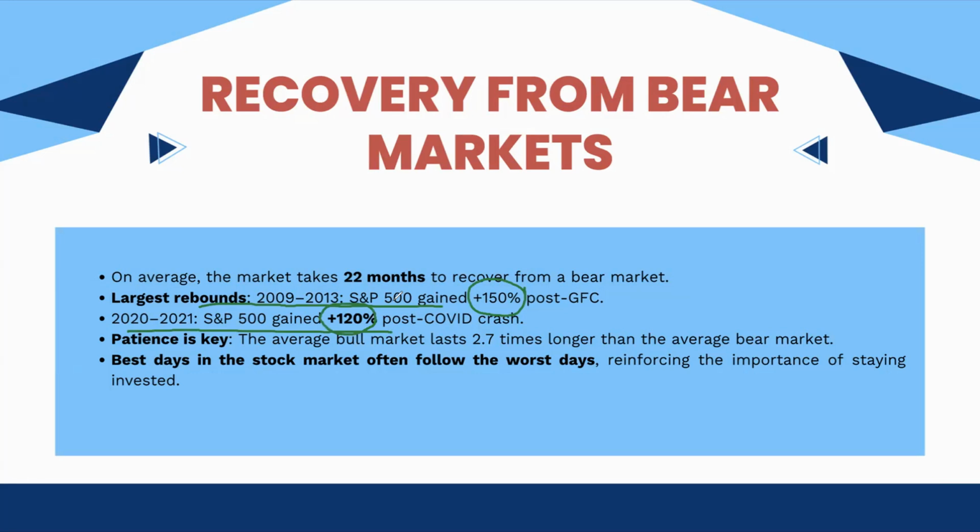And then check this out. The average bull market lasts 2.7 times longer than the average bear market. But you don't hear people talking about that. When you turn on the news, when stocks are down, it's, oh, the market's crashing, it's terrible, it's horrible. But bull markets last almost 3 times as long as your average bear market. And keep this in mind too. The best days in the stock market often follow the worst days, reinforcing the importance of staying invested.